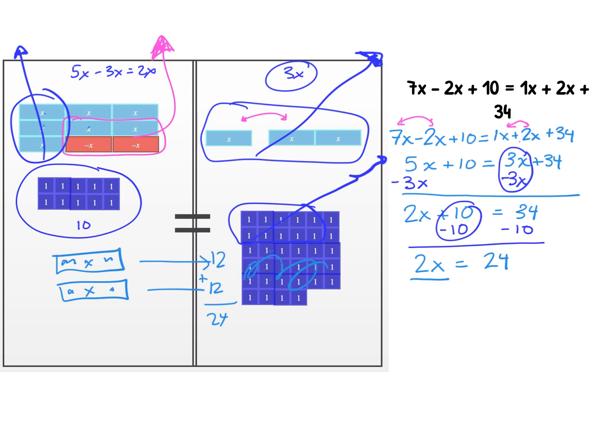So the words are divide by the coefficient of x. That's a big word, and we will do vocabulary tomorrow. So x would equal 12. But again, we are not done. We have to check our solution.